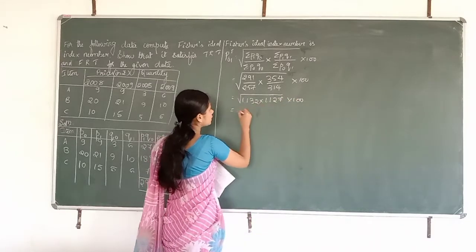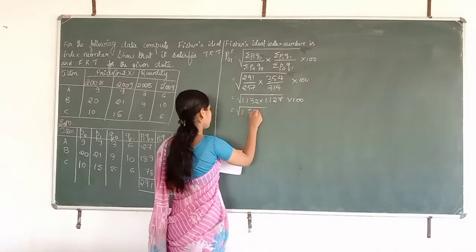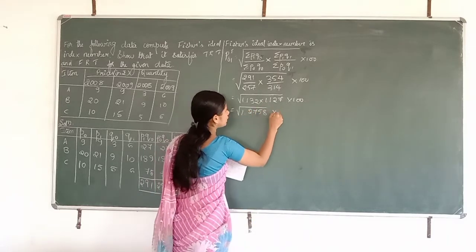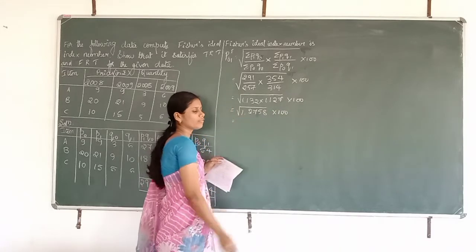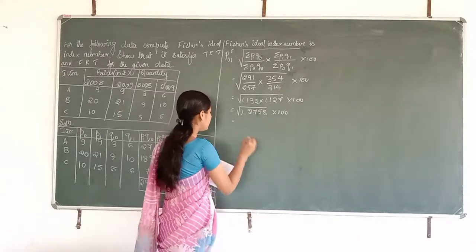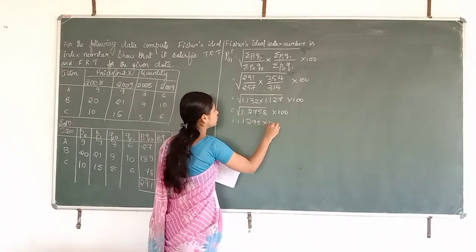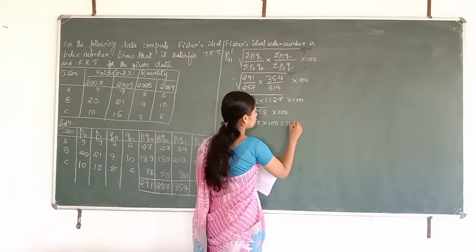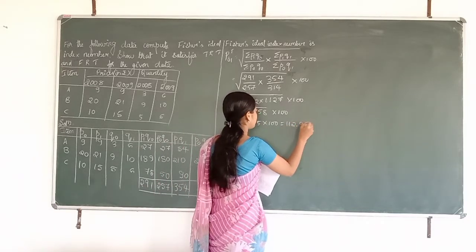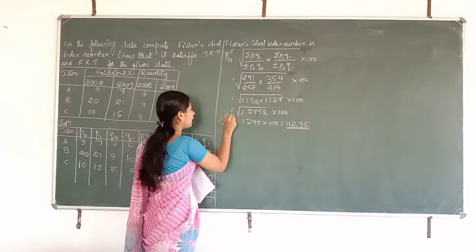Now when you multiply these two values, it becomes square root of 1.2758 into 100. Now we have to find out the square root of this value. When you find the square root of this value, it is 1.1295 into 100. So the Fisher's ideal index number is 112.95. This is Fisher's ideal index number.